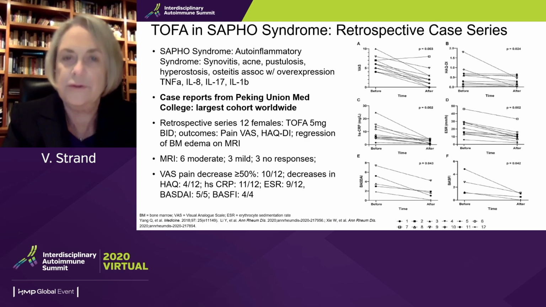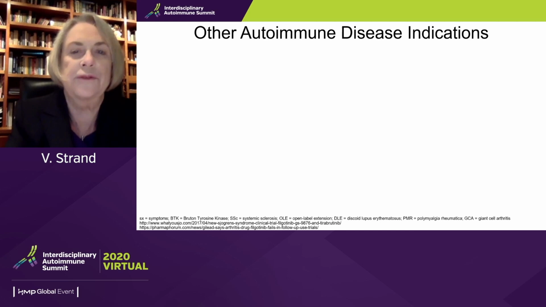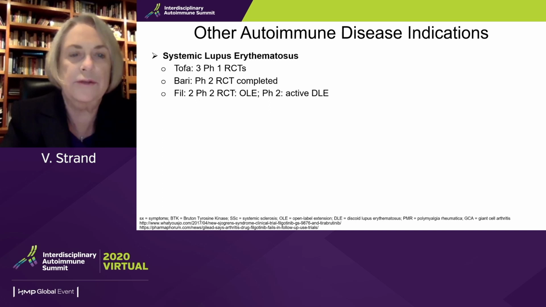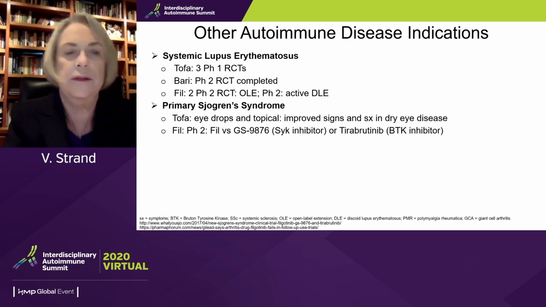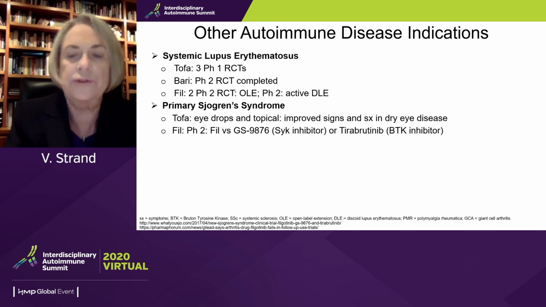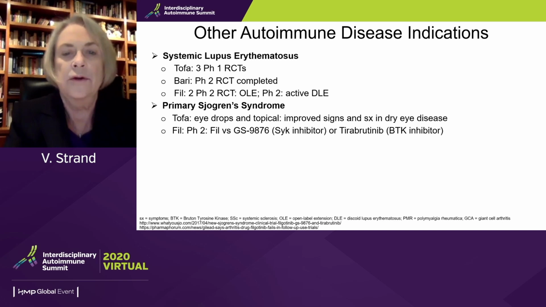So what about some other autoimmune disease indications? Well, we have systemic lupus. There have been several phase 1 trials with TOFA and some later ones with another JAK inhibitor. Baricitinib has the phase 2 trial completed, which I'll discuss. And then we've had a couple of phase 2 trials with filgotinib, which are going to be repeated because they were done in combination with other agents and actually didn't succeed. Primary Sjogren's is similar, where we've looked at some combinations, a SYK inhibitor or a BTK inhibitor with filgotinib.